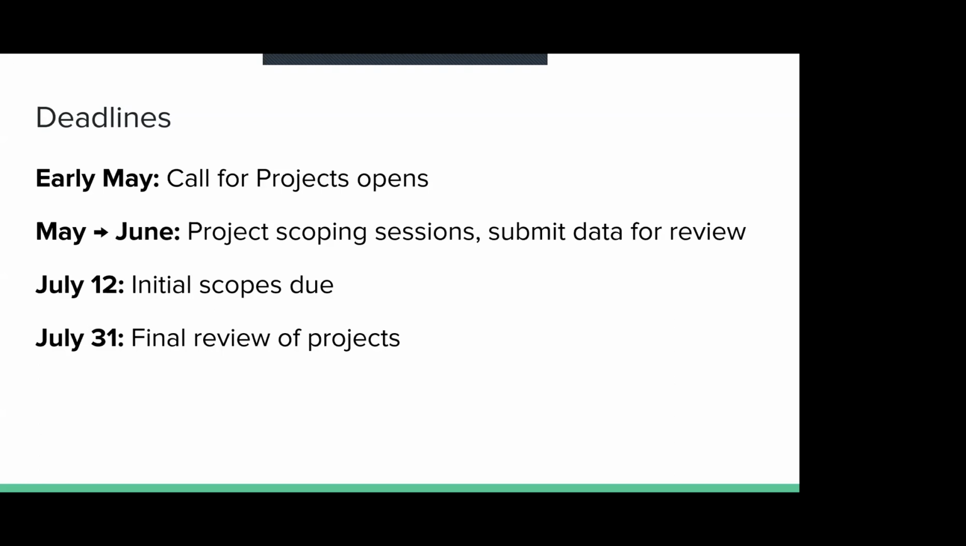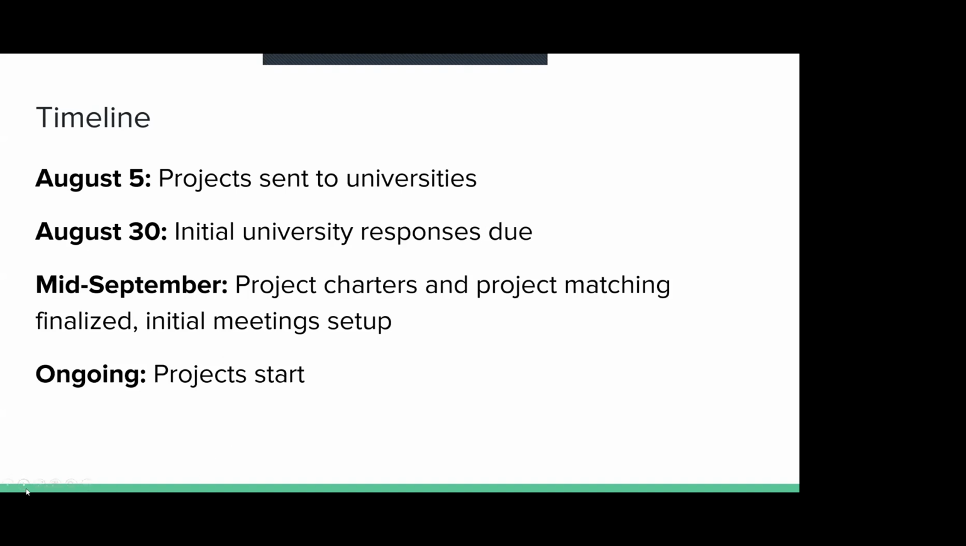Around mid-July, we want all the scoping process to be finalized, making sure that we really have a clear understanding of what the project is, what the deliverables are, what the goals are, and how this project can benefit the departments as well as the students that are involved. And at the end of July, we normally do a final review of the projects. Next slide. And then early August, we put together a booklet of all the various projects. As I said, in 2019, we had 25.